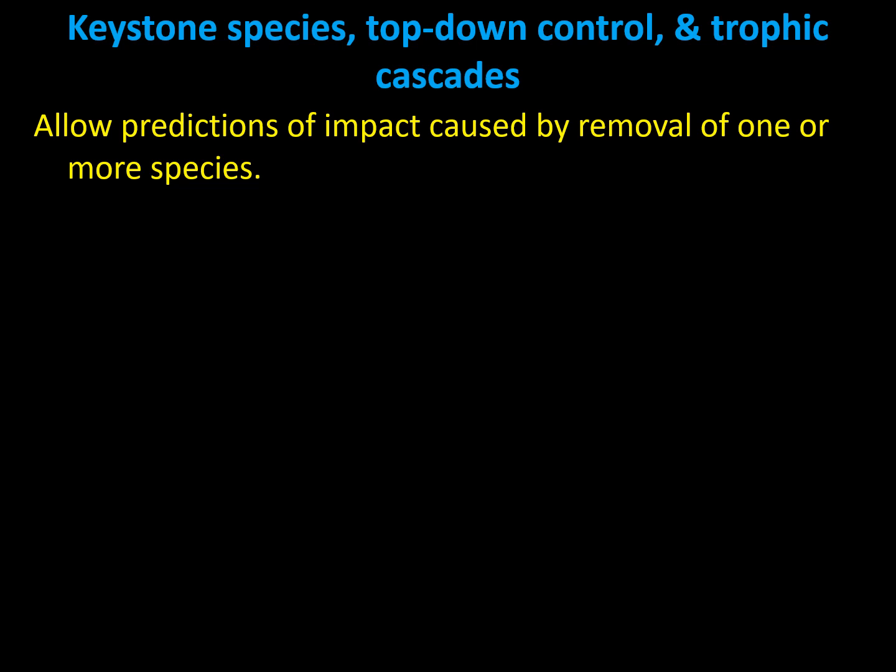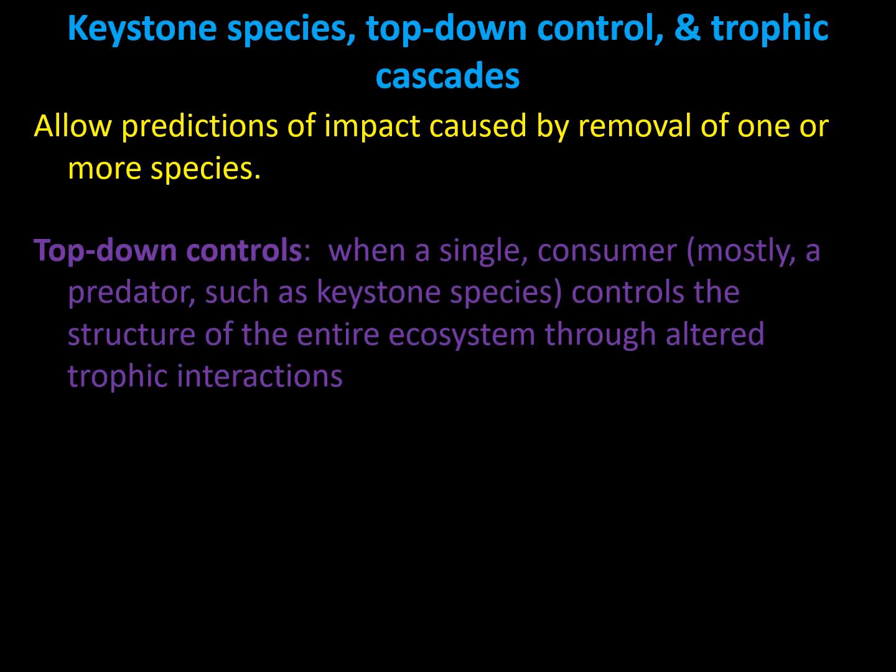Meaning that these concepts of top-down control and trophic cascades are strictly related to trophic interactions, strictly related to food webs. So first, top-down control. This happens when a certain consumer species, mostly a predator, controls the structure of the entire ecosystem through modifying trophic interactions. So think about this control literally from top to down.